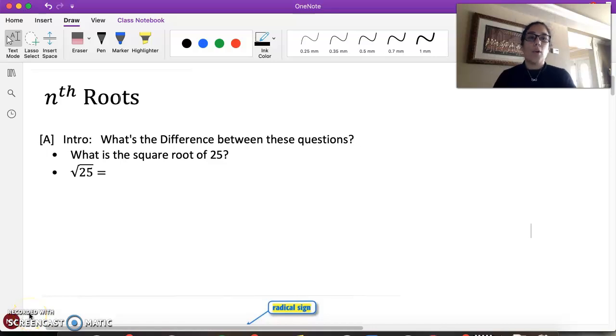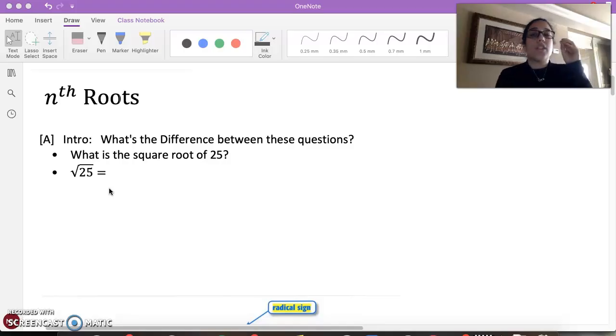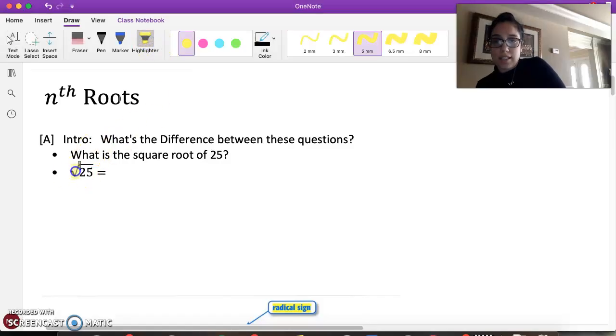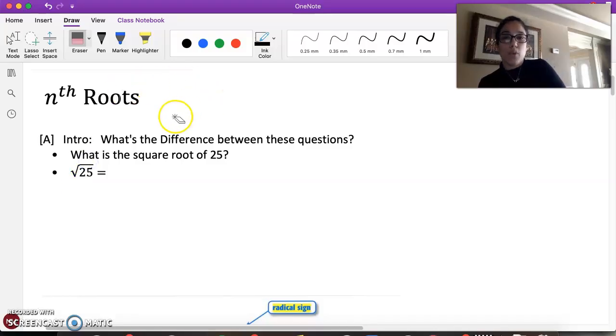In this video, I'm going to introduce to you nth root functions. Before we do that, I want to talk about the difference between these two statements: what is the square root of 25, and then the radical 25? We've spoken about what this symbol means, and we have said that it is the principal square root.